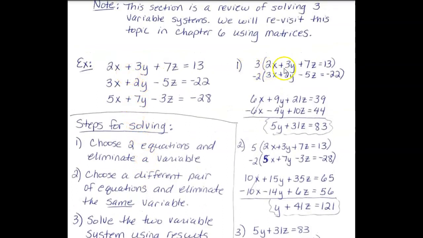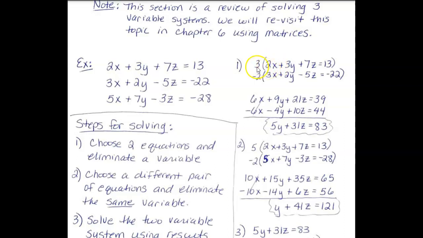So I'm going to start by taking the first 2 equations, 2x plus 3y plus 7z equals 13, and 3x plus 2y minus 5z equals negative 22, and I'm going to choose to eliminate x. So if this has a 2x and this has a coefficient 3x, I need to multiply through by whatever numbers are necessary to make the coefficients of x opposites. So if one's a 3 and one's a 2, we need to make one of them a 6 and one of them a negative 6. That's the least common multiple of 3 and 2.